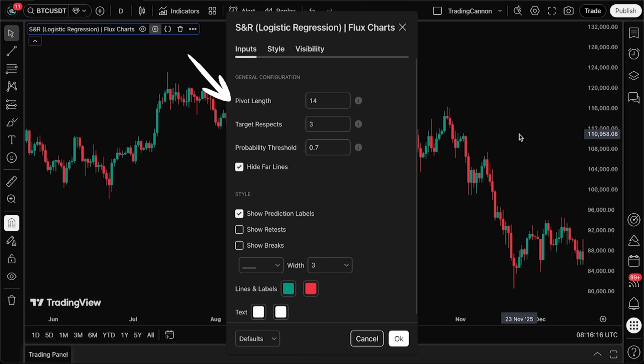Pivot length: leave at default, usually around 5 to 10 bars. This controls how sensitive it is to finding pivots. Target respects: set to 2 or 3. This tells the model to only plot levels that have been respected at least that many times historically. Probability threshold: default is solid, around 0.5 to 0.6, or bump to 0.7 if you want only the highest confidence levels. Fewer but stronger lines.